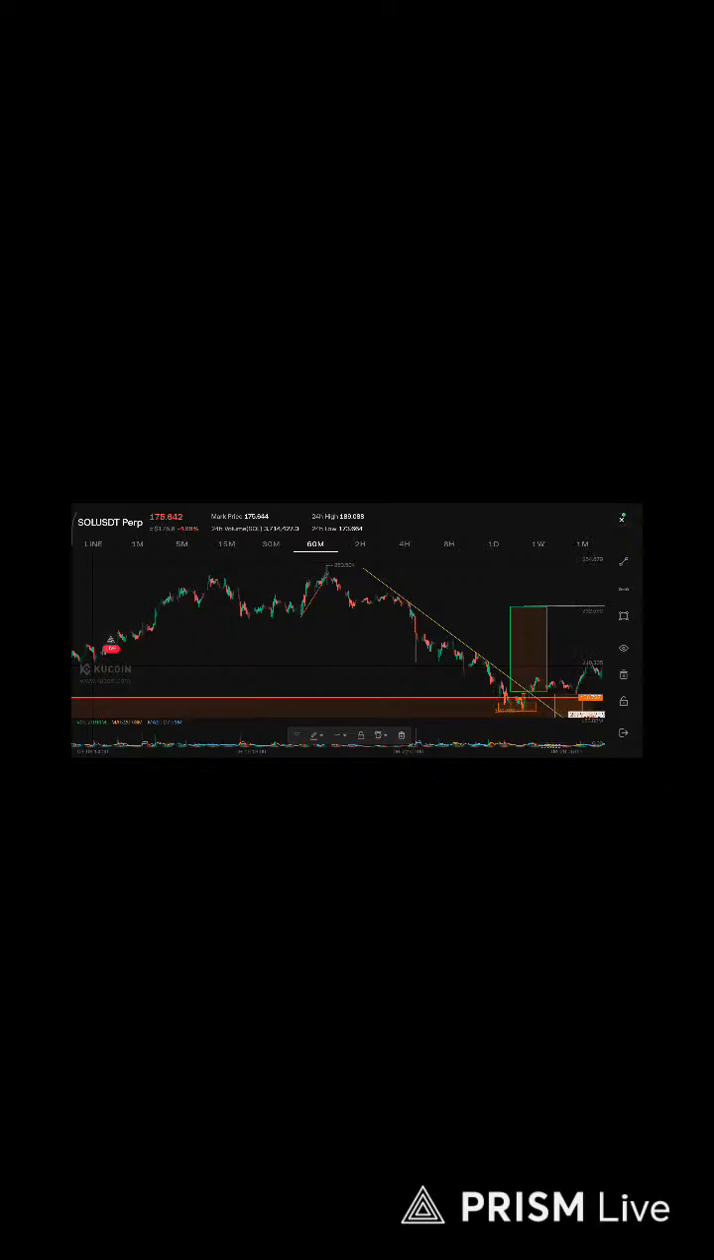This is a strong support zone. The one with the blue line is the support zone.